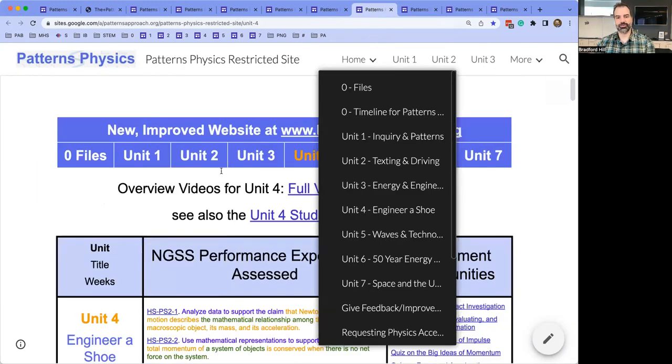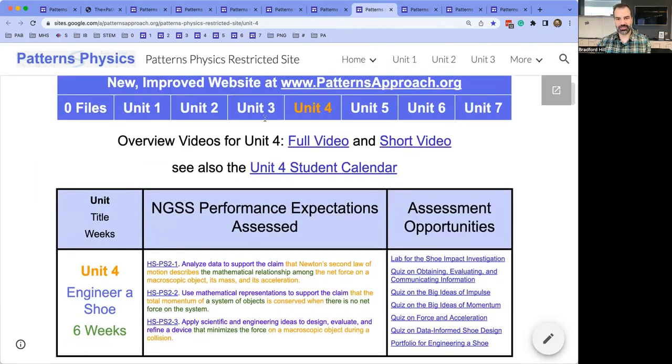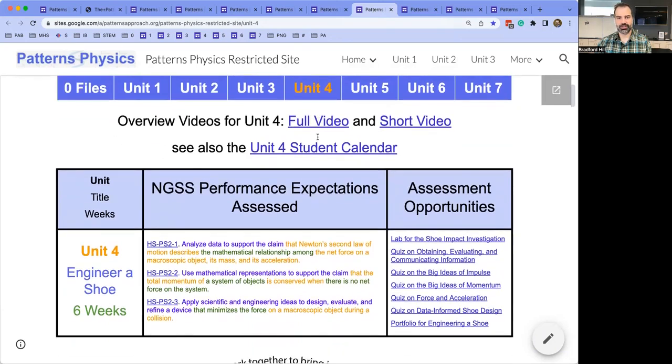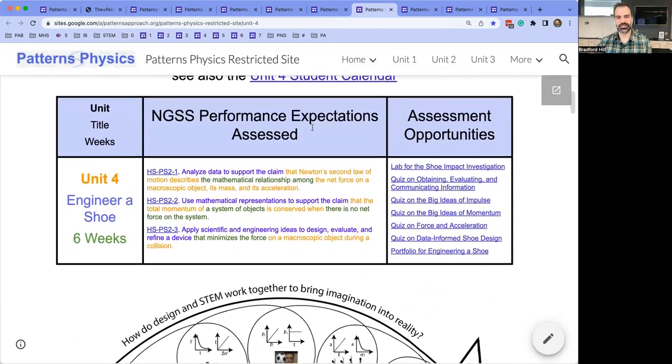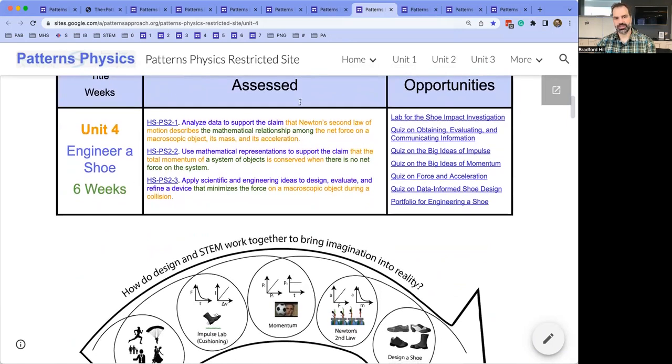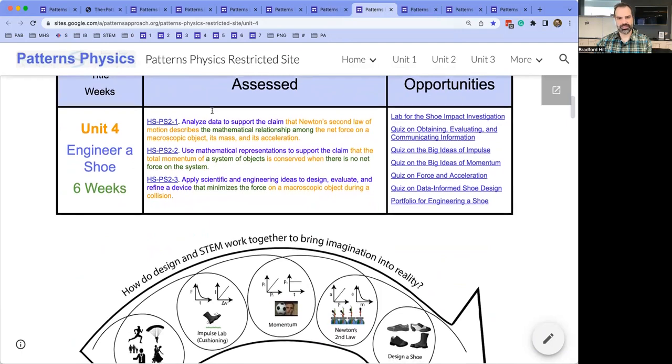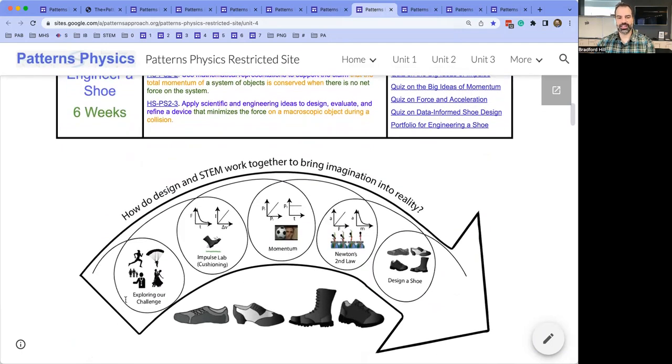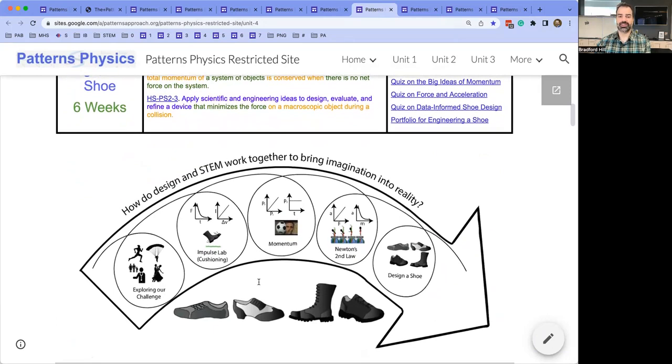All right, moving on, Unit 4. So again, we've got Unit 4 up here, videos, and any video that isn't linked here will be shortly. And then again, this is that impulse, forces, momentum, and here really trying to mix it up, trying to grab students that might not have been as grabbed by the previous engineering projects.